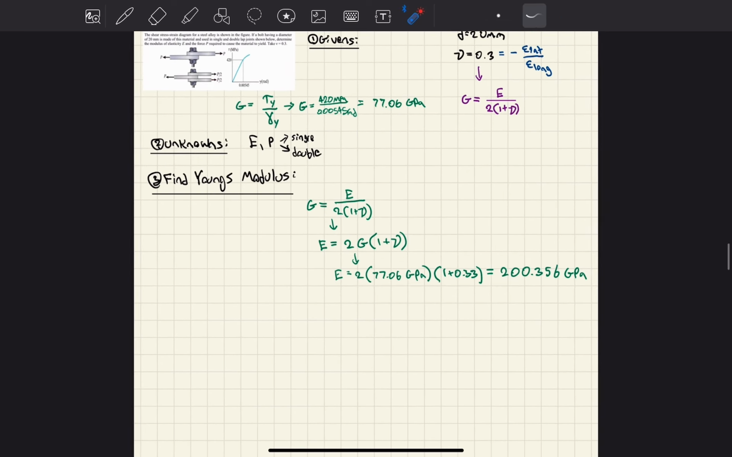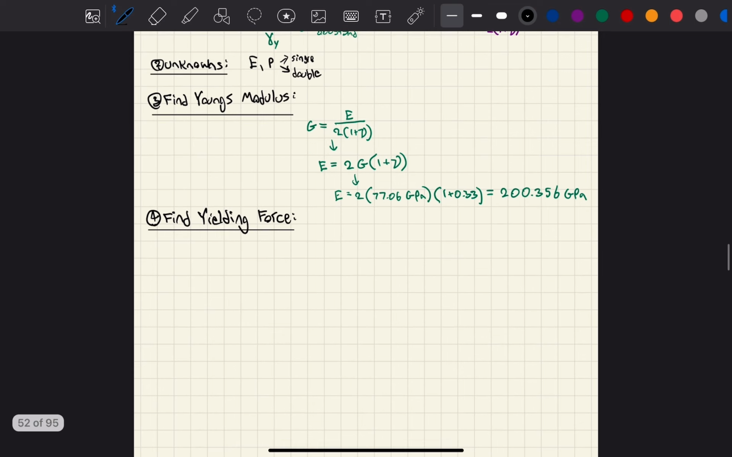Okay, next, we want to find the yielding force, right? The yielding force P, basically this force P. And if we draw case 1, we'll call this the single joint, right? So find the yielding force. And if we draw case 1, we'll start with case 1.